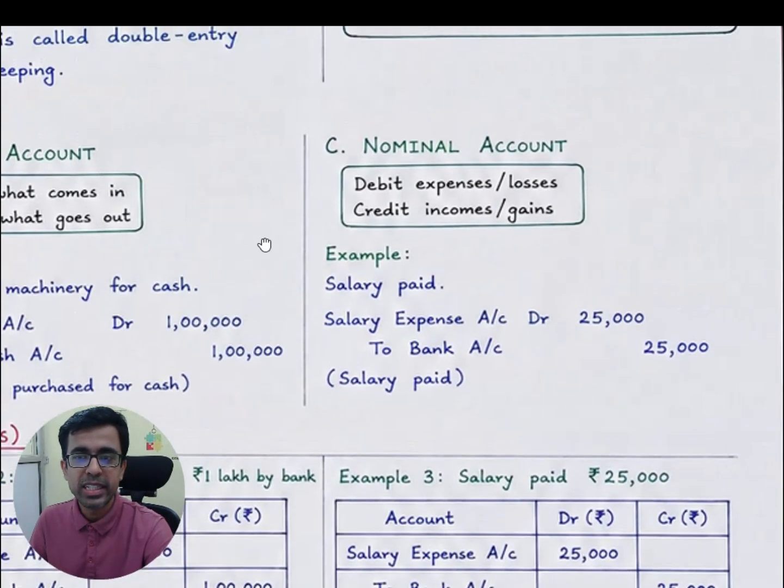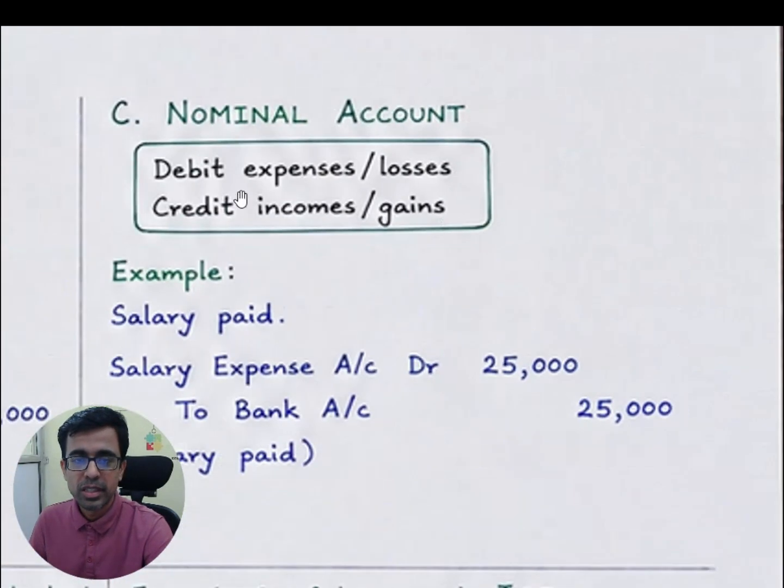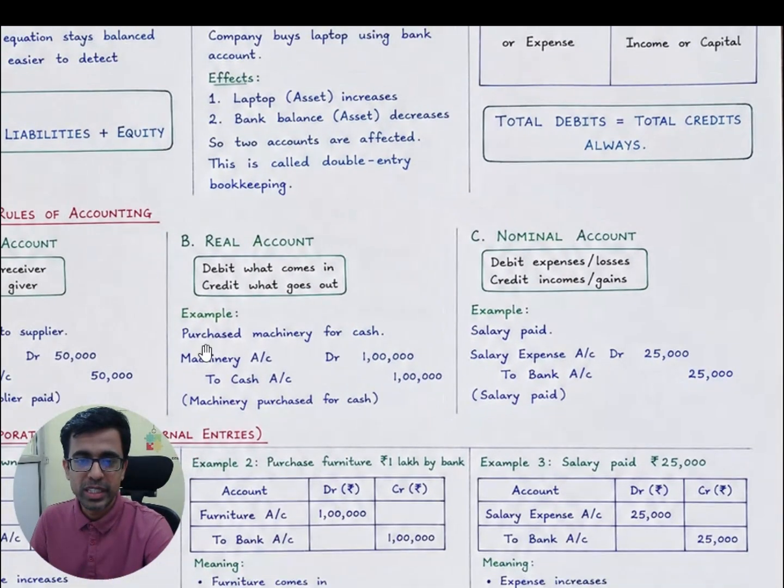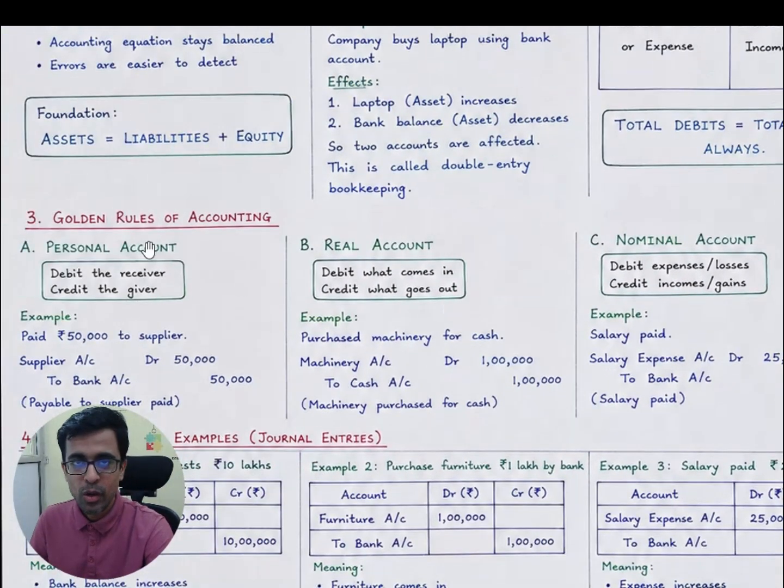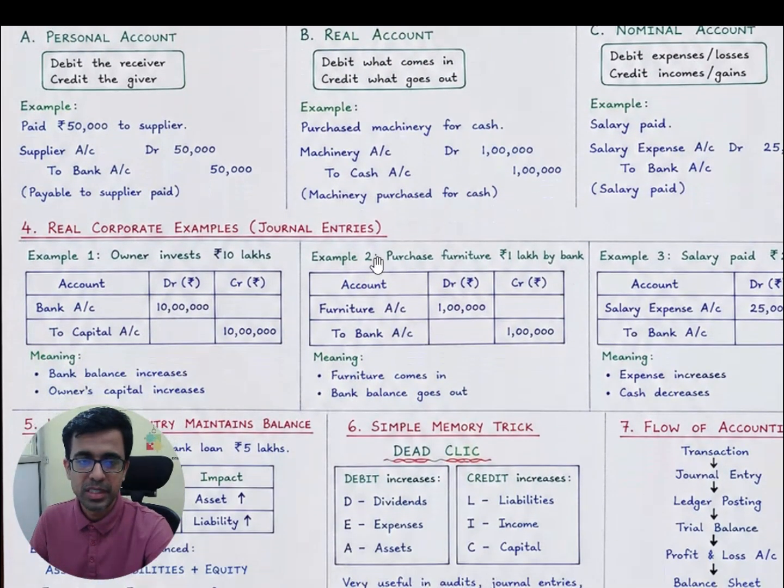Now we will see nominal account. Nominal account says debit always expenses and losses, credit always income and gains. So, salary paid. What is salary for the businessman? Salary for the businessman is always an expense. So salary expense is debited and bank account is credited. In this way we have understood the golden rules of accounts: personal account, real account and nominal account.